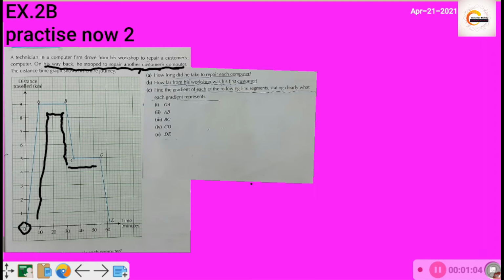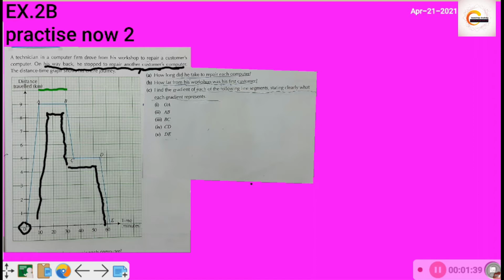repaired the computer. So from point B to C, he again went back, and at point C, as we can see, no distance is covered again. The distance is stagnant from C to D, therefore it will be the time at which he repaired another computer. And then D to E he went back. So all we have to do is find how long he took to repair each computer.